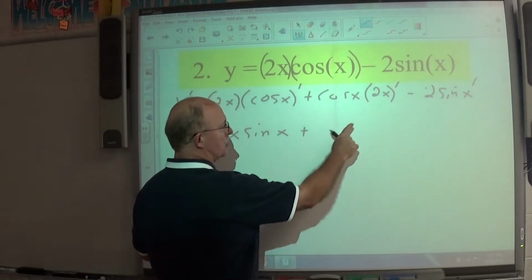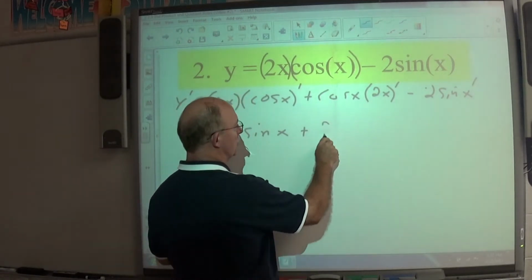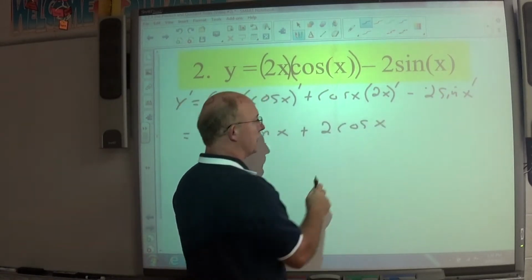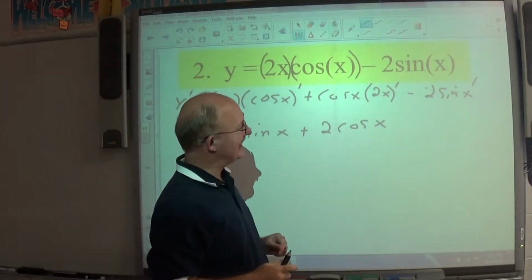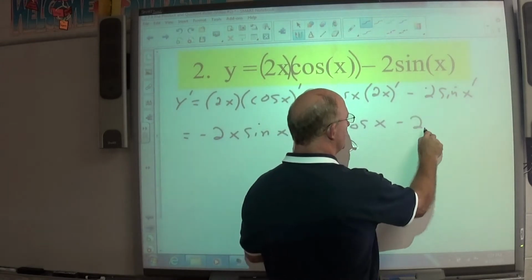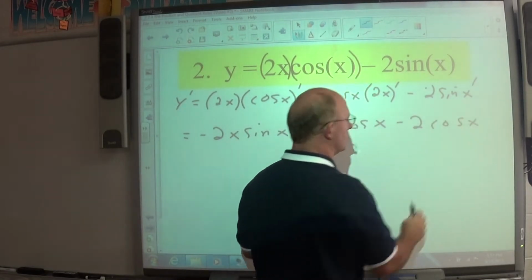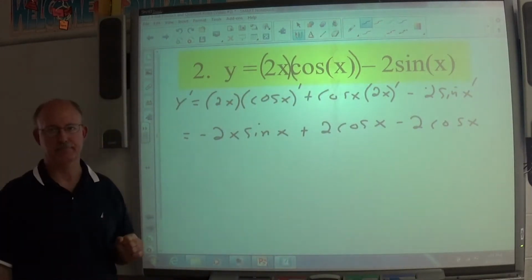Okay, plus, now the derivative of 2x is 2, so we'll put the 2 out front here, in front of the cosine x. How's that? And the derivative of sine is cosine, so it'll be negative 2 cosine x. Now, there's your derivative.